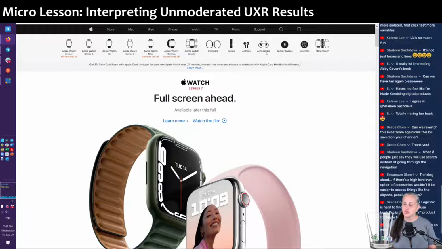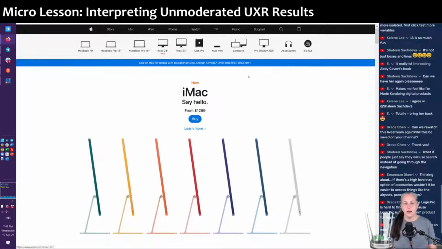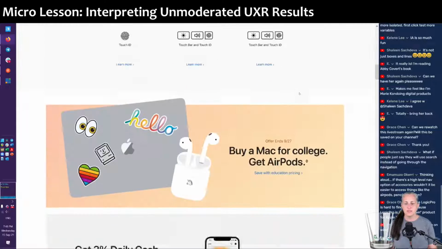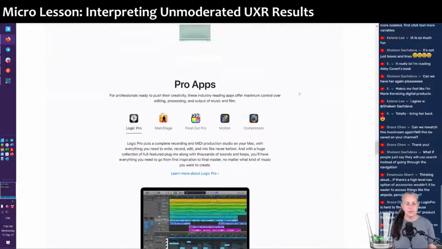Grace says, if Logic Pro is hard to find, is it because Logic Pro is not the main product that Apple sells? Charlene says it's a watch on a wireless charger. Okay, thank you. I've got an Android watch, so I wouldn't know what a watch on an Apple wireless charger looks like. Is it because Logic Pro is not their main thing to sell? Well, why not? I'm not sure. Is Logic Pro still a paid application?